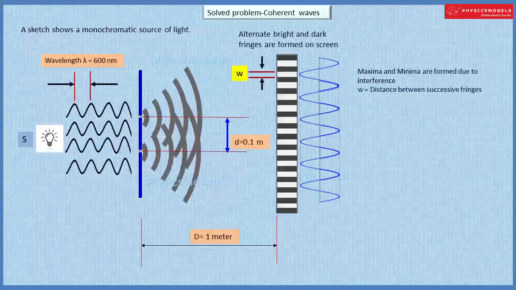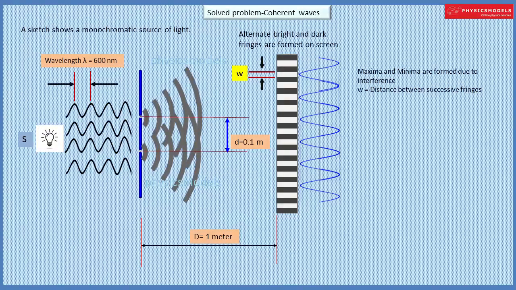In this slide, I'm showing you a more clear 2D diagram of the Young's double slit experiment. On the left hand side, we see the source of light. The waves are coming out from that. They are monochromatic and absolutely coherent waves. The wavelength is constant at 600 nanometers.